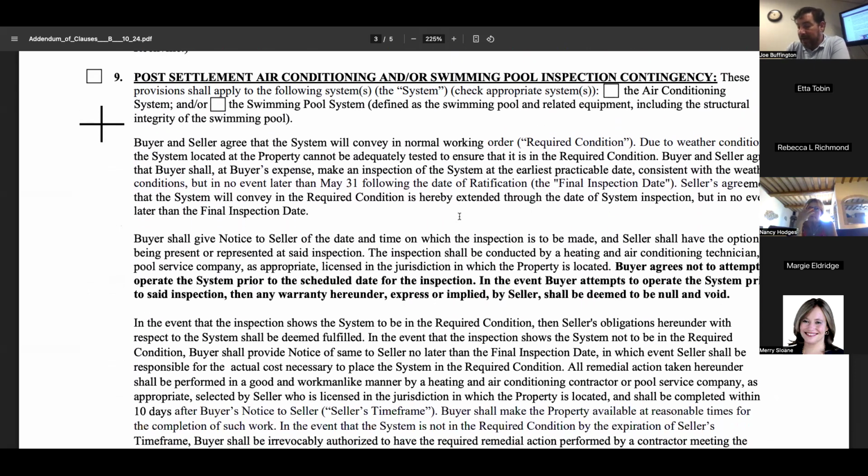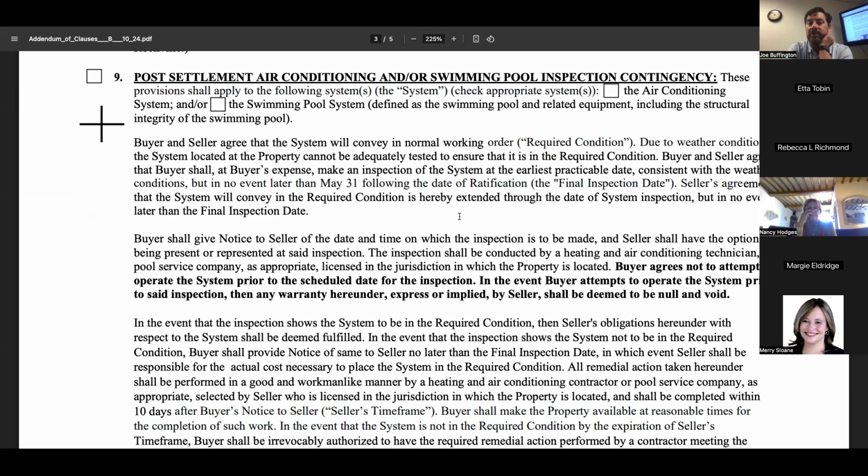All right, 9. Okay, 9 is a lot. So 9 is the post-settlement air conditioning and swimming pool inspection. I will tell you, do not use this unless it's absolutely a last resort. There are 100 better ways to slice and dice what you're trying to accomplish.